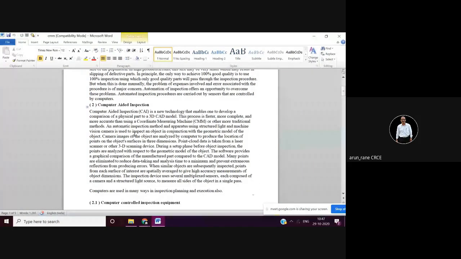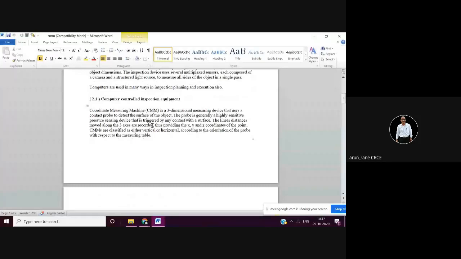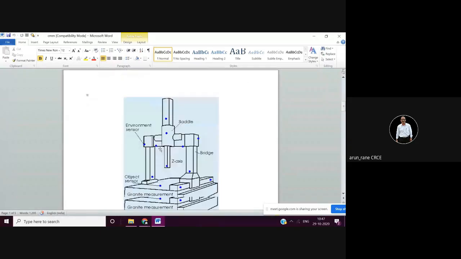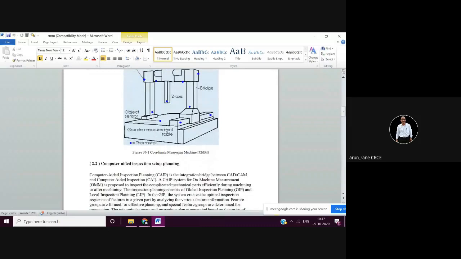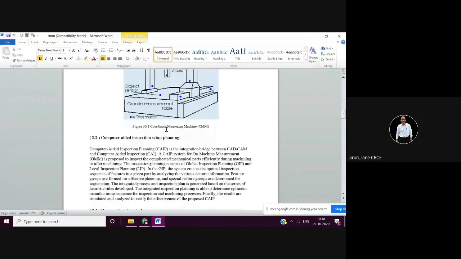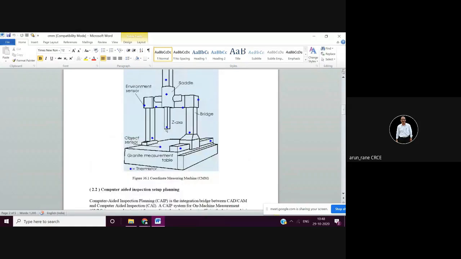Then you have computer controlled inspection equipment, which is nothing but your CMM, that is coordinate measuring machine, which I showed. And there are different types of CMM, coordinate measuring machines. Usually a CMM requires a controlled environment. Controlled environment means in terms of temperature, in terms of wind speed, it should be enclosed.